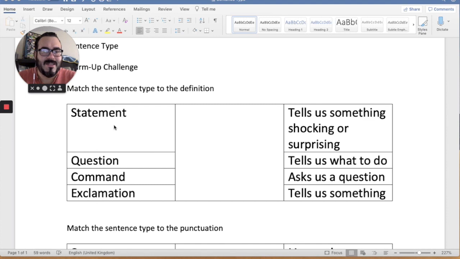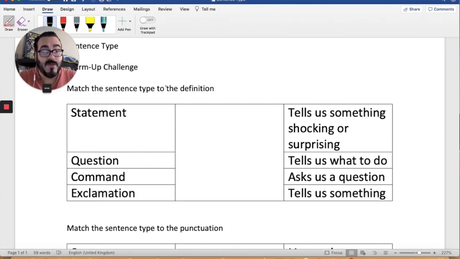So which one of these is a statement? Does a statement tell us something shocking or surprising? No, I don't think it does. Does it tell us what to do? Statement, the boy is happy. That's not telling us what to do. Does it ask us a question? The boy is happy. No. Does it tell us something? The boy is happy. Why, yes, it does. Okay, so I'm going to join statement and tells us something. You can obviously do this by hand. I'm going to do it on the computer to show you. There we go.